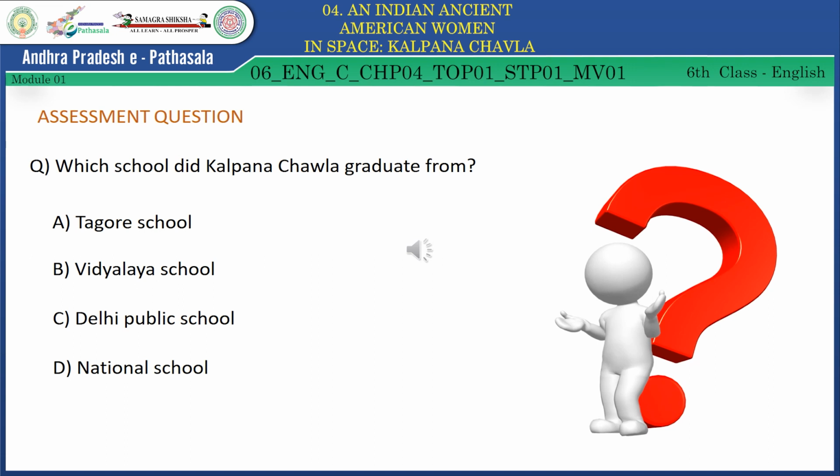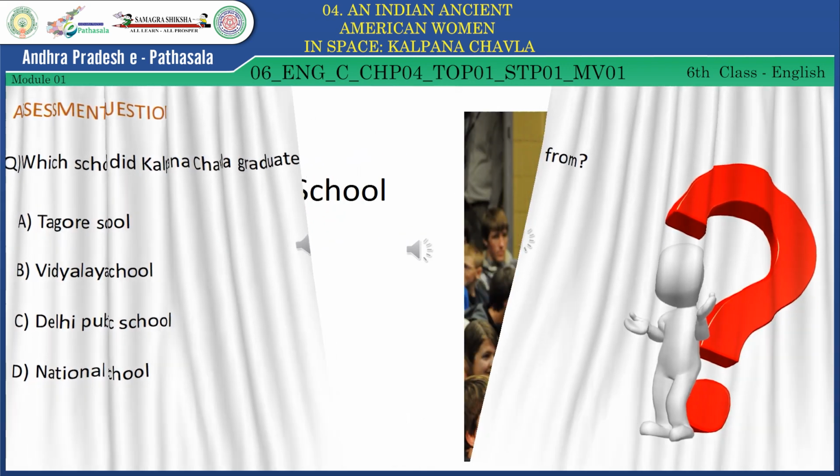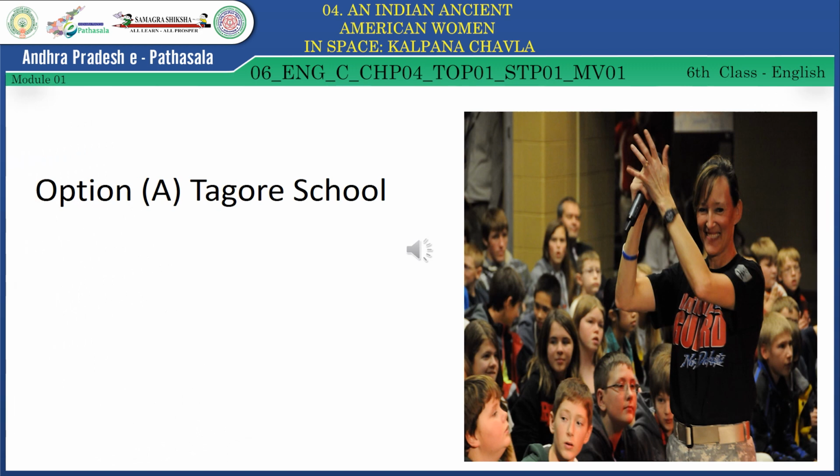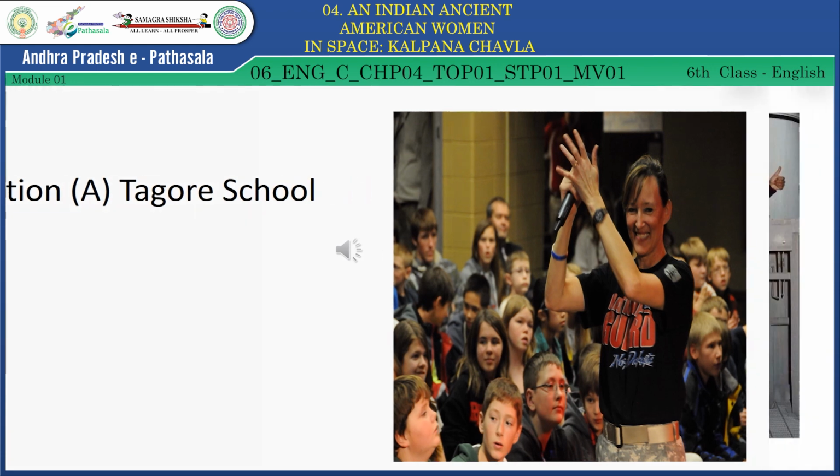Which school did Kalpana Chawla graduate from? Option A, Tagore School. Option B, Vidyalaya School. Option C, Delhi Public School. Option D, National School. Come on, children, guess the answer. Yes, you are right. Option A, Tagore School is the correct answer.